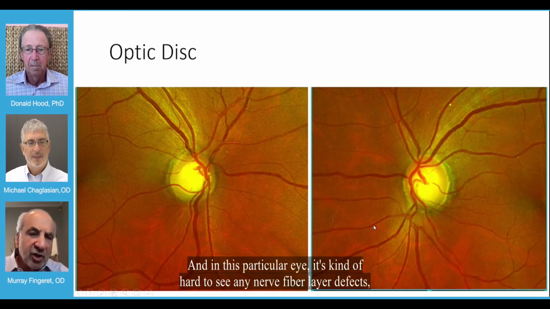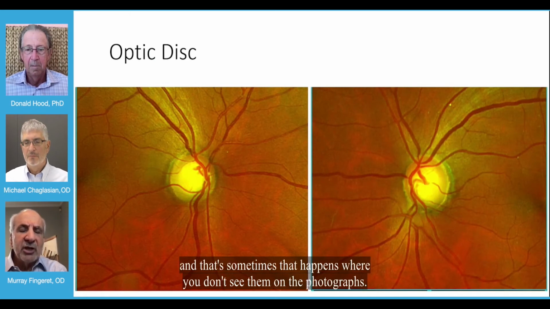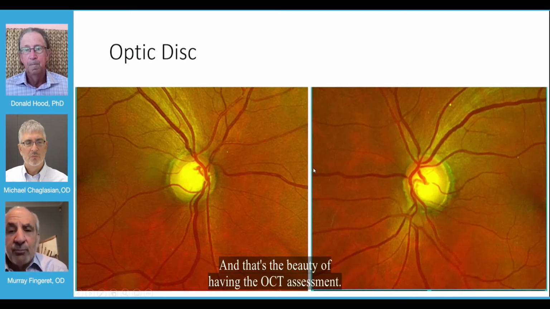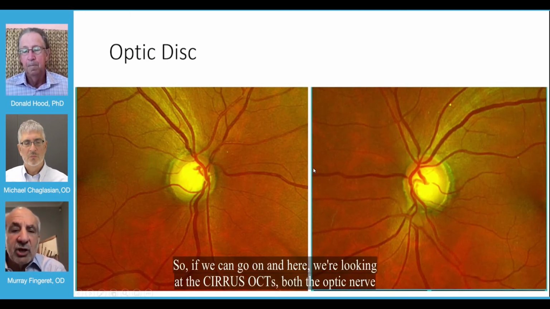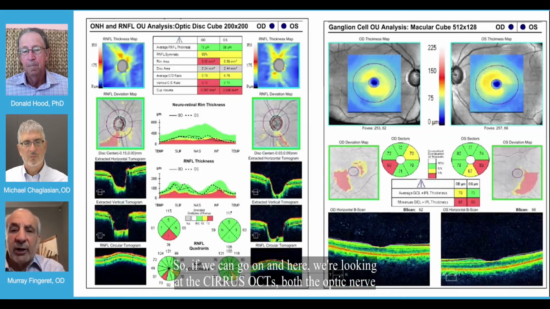And in this particular eye, it's kind of hard to see any nerve fiber layer defects. And sometimes that happens where you don't see them on the photographs. And that's the beauty of having the OCT assessment. So if we can go on.